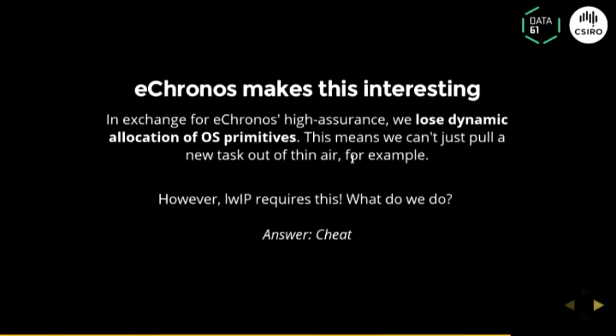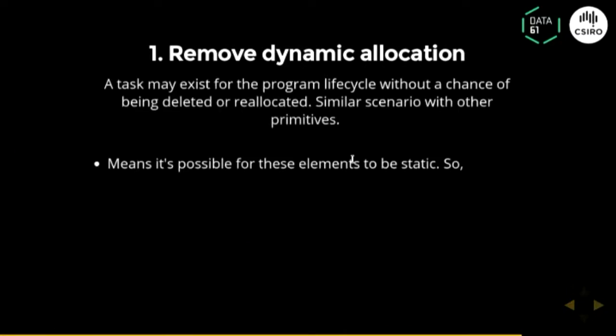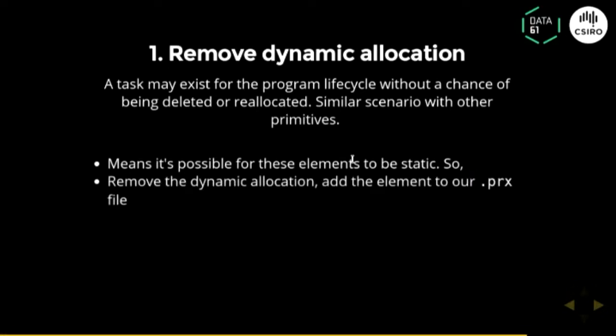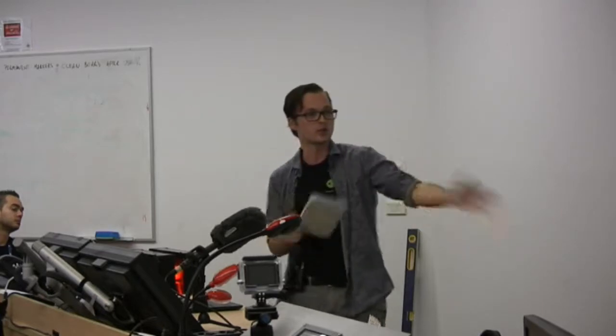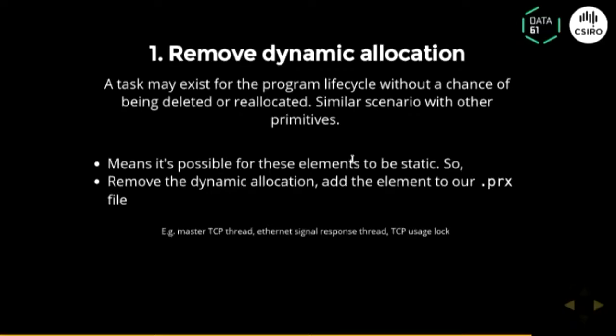So there are two ways you can deal with this. The first way is that you look through the lwIP source code and try to find things that it's possible to replace with static things. It was actually interesting, because all the tasks in lwIP ended up being able to be declared statically. Some of the other OS primitives, not so much, but the tasks themselves were all able to be transitioned from dynamic to static primitives.